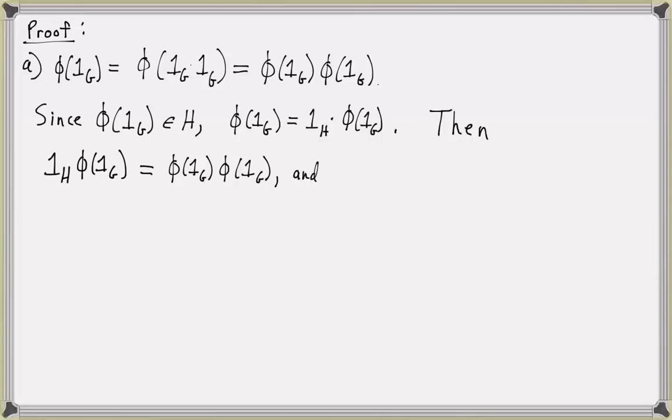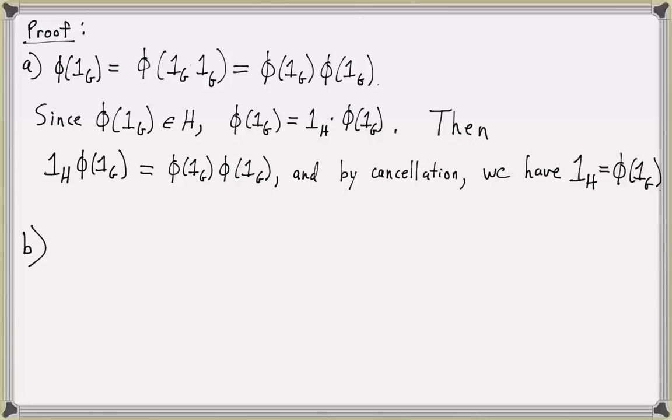But then we can cancel phi of 1 on the right. So by cancellation, we have that the identity element of H equals phi of the identity element of G. So that establishes part A of this theorem.